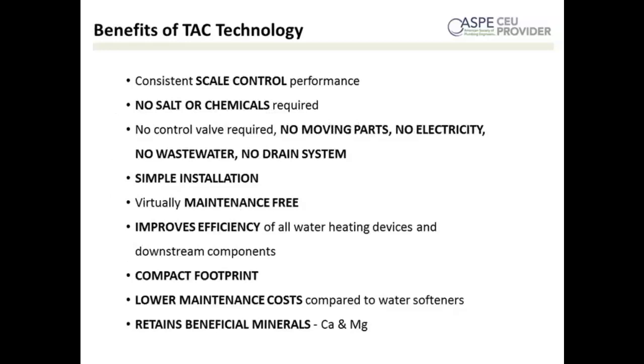So let's talk about the benefits right away up front, and we'll go through a whole bunch of other slides of information to give you some background on how it works and what the applications are. But think of it as consistent scale control performance for whole buildings, whole house applications. Residential and commercial are the main sectors. No salt or chemicals are required. No control valves, so there's no moving parts or mechanical systems that require electricity. No wastewater, no drains, no water down the drain like conventional softeners. It's a simple installation with virtually maintenance-free operation for several years until the actual media needs to be changed. And it improves the efficiency of water heating devices and equipment and downstream components, fixtures. We'll get into more detail on that as we go.